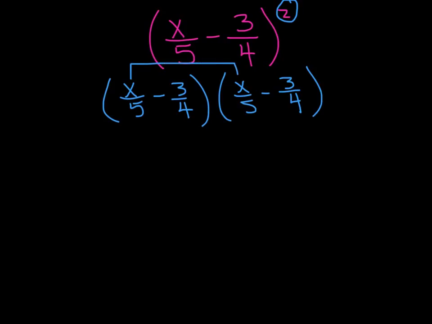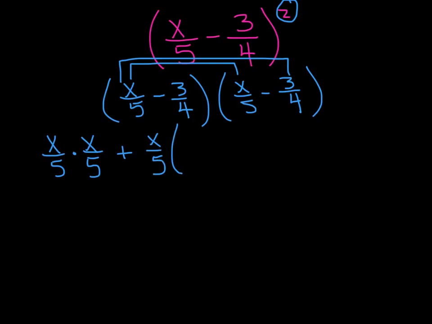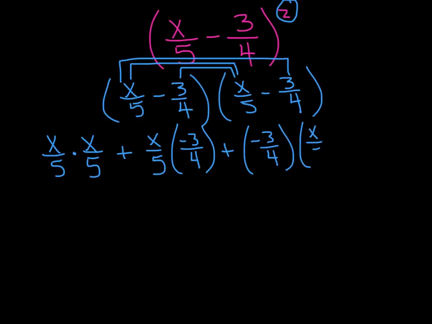Let's say first times first. So that's x over 5 times x over 5. Outside means we've got to multiply those two terms. So I've got x over 5 times negative 3/4. I just like to move the negative right to the numerator there. Inside terms, so I've got a negative 3/4 times x over 5. And then last two terms, so I've got a negative 3/4 times another negative 3/4.